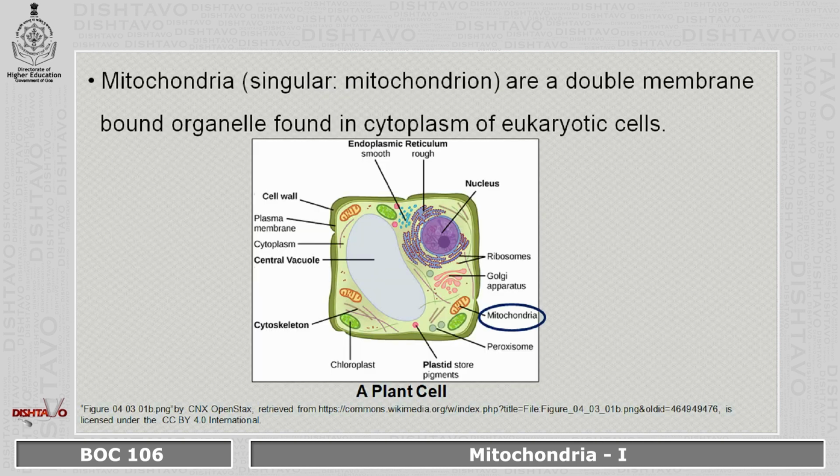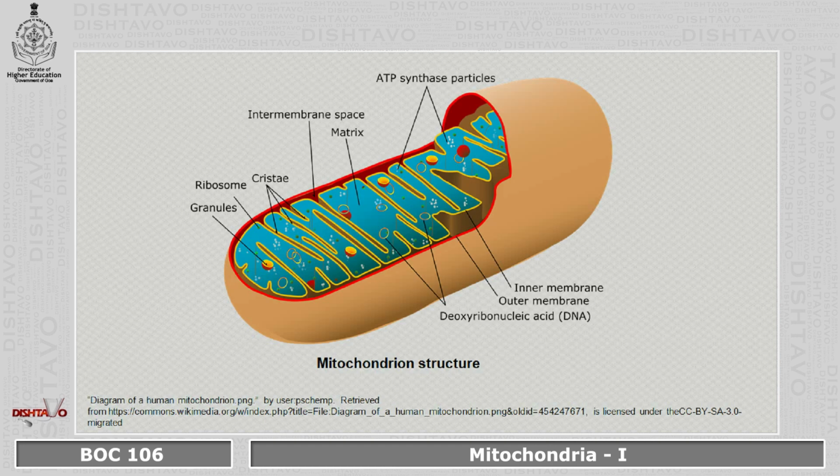Mitochondria are a double membrane bound organelle found in the cytoplasm of eukaryotic cells. Singular for mitochondria is known as mitochondrion. So in this diagram, you can see the plant cell and the mitochondria in the cytoplasm of this plant cell. This is how a mitochondrion looks like.